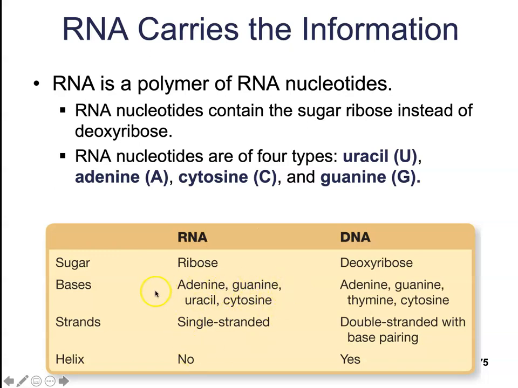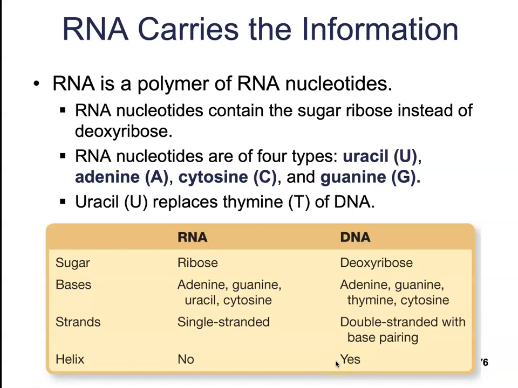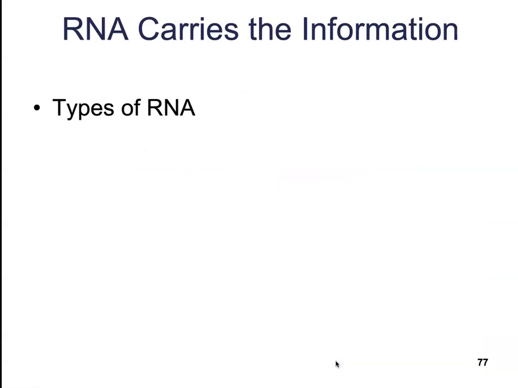RNA is also going to be a single-stranded molecule as opposed to DNA, which is a double-stranded molecule. RNA is not going to be wound into a helix. There's no need. It's usually a very short sequence, and it is single-stranded. DNA, on the other hand, is wound around in a helical shape. Now, there are 3 major classes of RNA that are involved in protein synthesis.